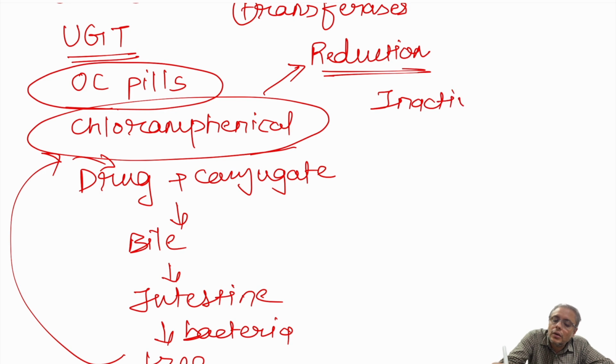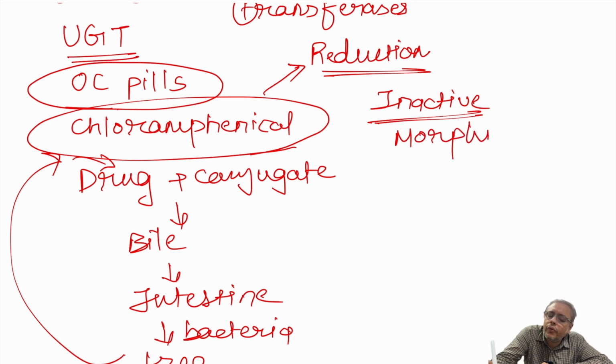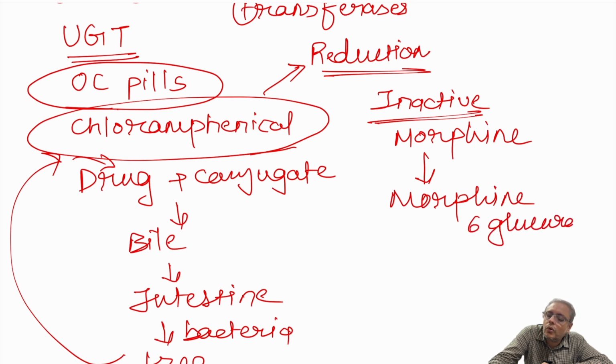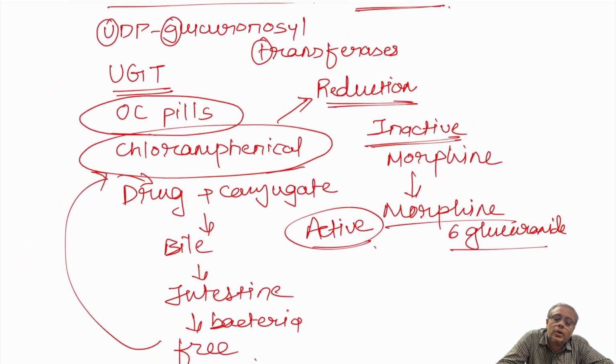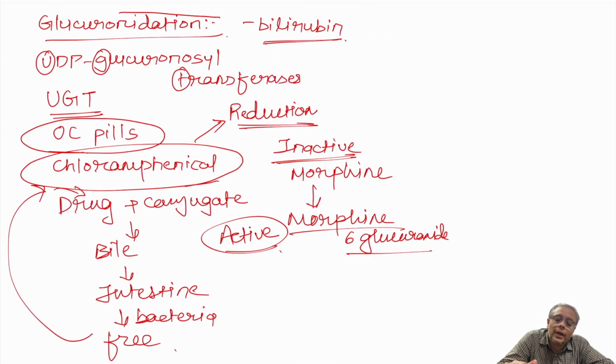But one of the principal mechanisms by which morphine is metabolized is through glucuronidation, and morphine is converted into morphine 6 glucuronide. These metabolites are active. So this is all about the glucuronidation reaction.